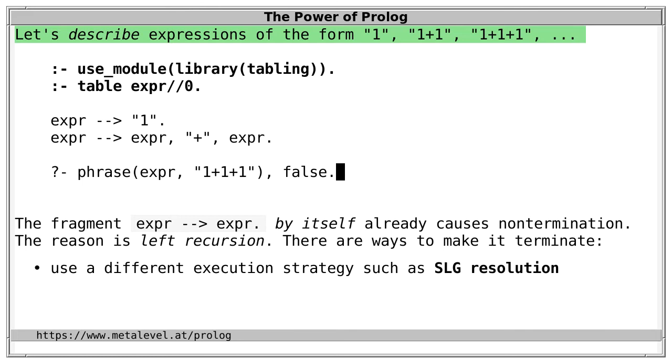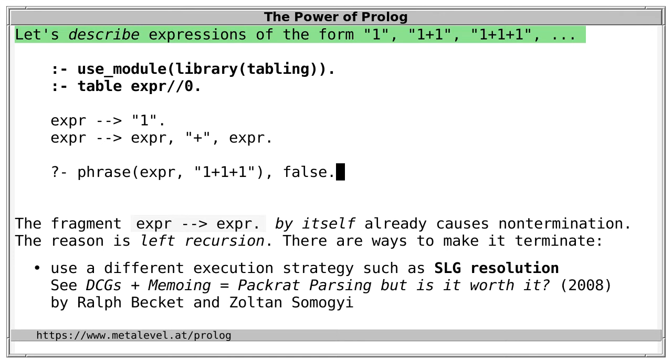And that's of course possible because our program is an executable specification and we make no assumptions about the execution strategy. And indeed, the query now terminates. And combining DCGs with tabling yields what is called packrat parsing. And there's a nice paper by Becket and Somogyi about it, with various performance considerations.